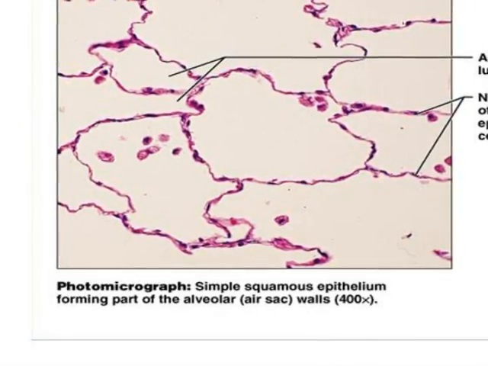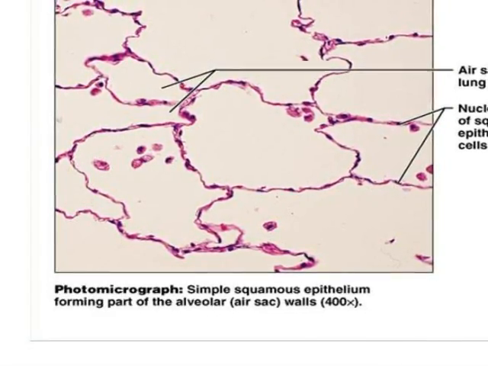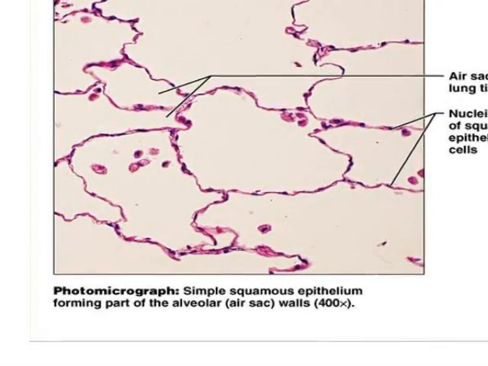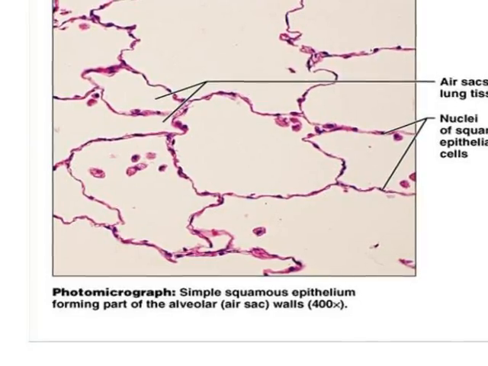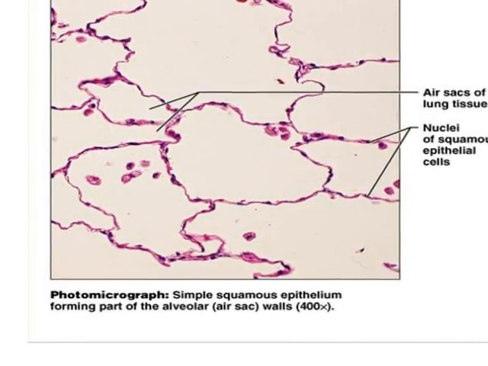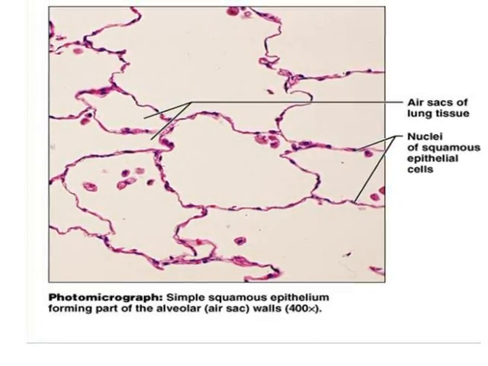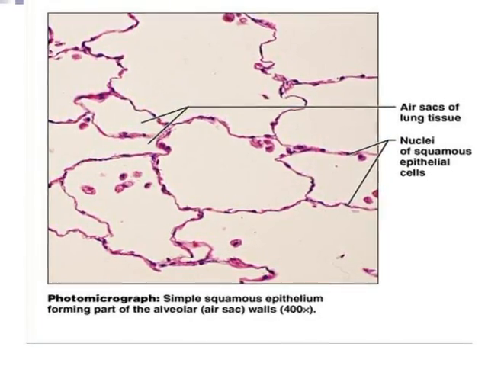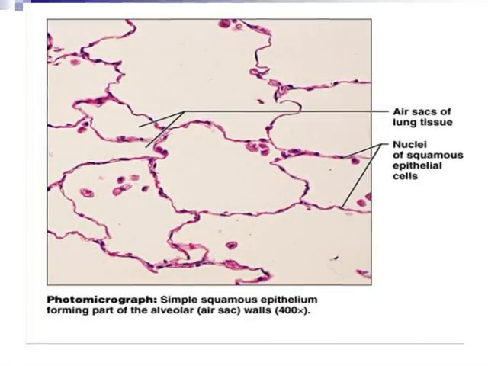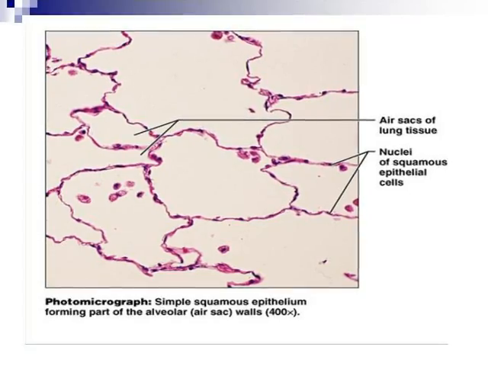This is a sample of tissue from the alveoli in the lungs. The white area that you see is air, where oxygen and carbon dioxide are exchanged. The light pink area are the actual cells. They're very flat. This is the squamous cell. The dark pink or dark purple dots are the nucleus of each individual cell.